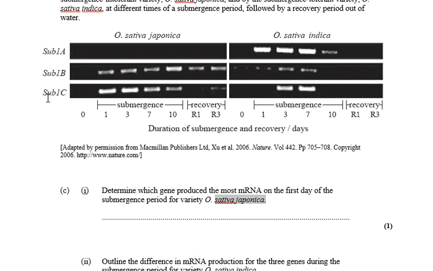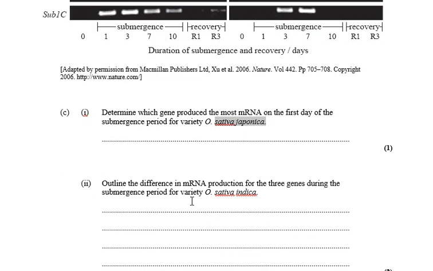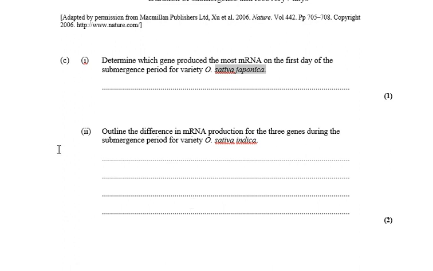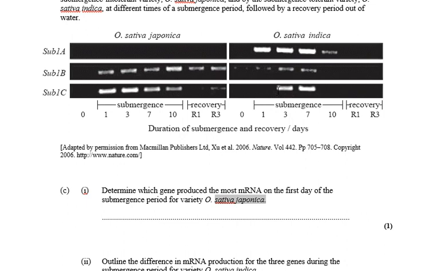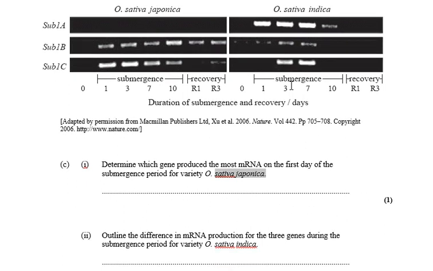Well, pause the video and have your best guess. And unpause now, and hopefully you've realized that sub1C was expressed more than the other 2 genes on day 1. So the answer, of course, is sub1C. Outline the difference in messenger RNA production for the 3 genes during the submergence period for variety O. sativa indica. So it's switching it up on us now. We're going over to the other data set, which is here. And this command term outline simply means give a brief account or summary.